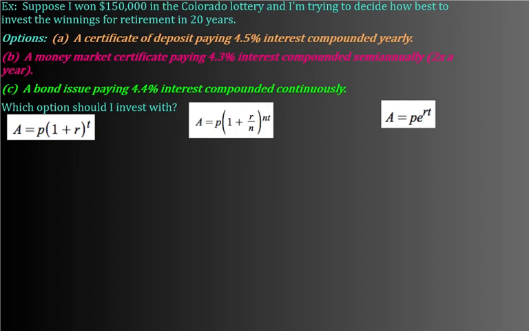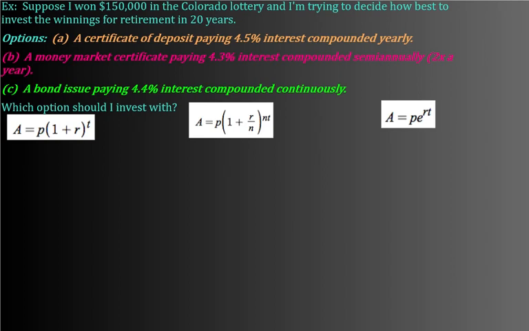There's three options. A certificate of deposit paying 4.5% interest compounded yearly. Again, crazy interest rate. A money market certificate paying 4.3% interest compounded semi-annually, which is just like 2 times a year. Or a bond paying 4.4% interest compounded continuously.